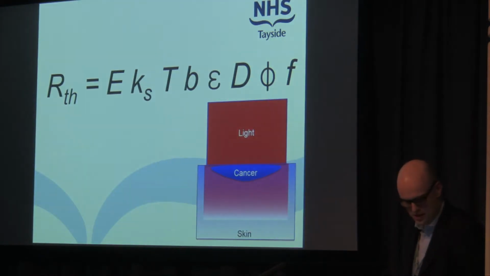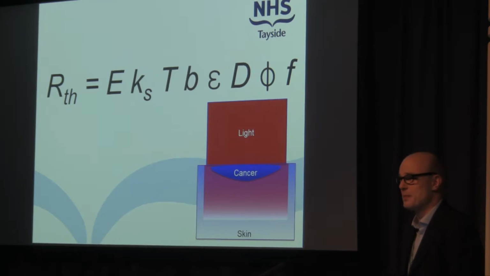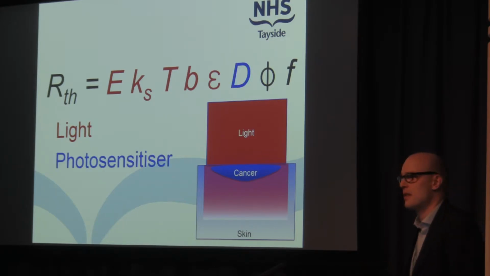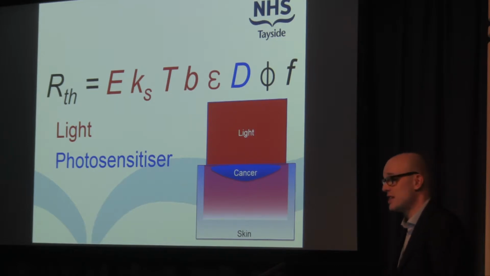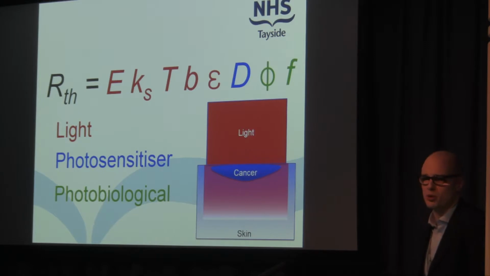But if we start with the thin superficial lesions, then this threshold value can be defined by the equation shown here. Now this looks horrible, but actually we can break it down a wee bit. We can break it into the three components that we saw earlier. The parameters which are light related, those which are photosensitizer related, and finally those that are related to photobiological parameters, which are generally related to oxygen.